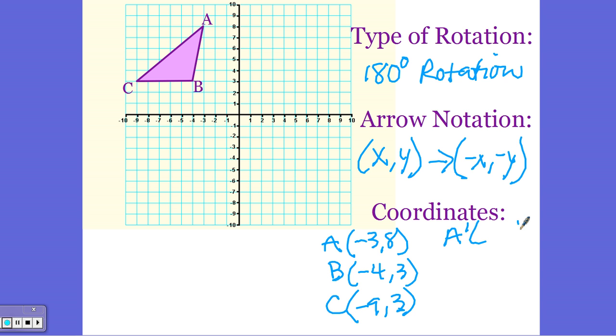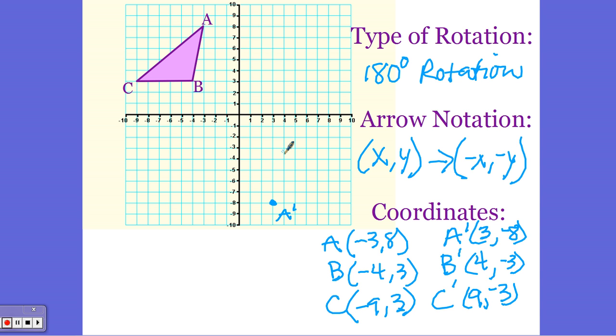That means A prime should be where? They stay in the same order, just both of them change signs. So -3, +8 becomes +3, -8. -4, +3 becomes +4, -3. And -9, +3 becomes +9, -3. A prime should be at 3, -8. B prime should be at 4, -3. And C prime should be at 9, -3.